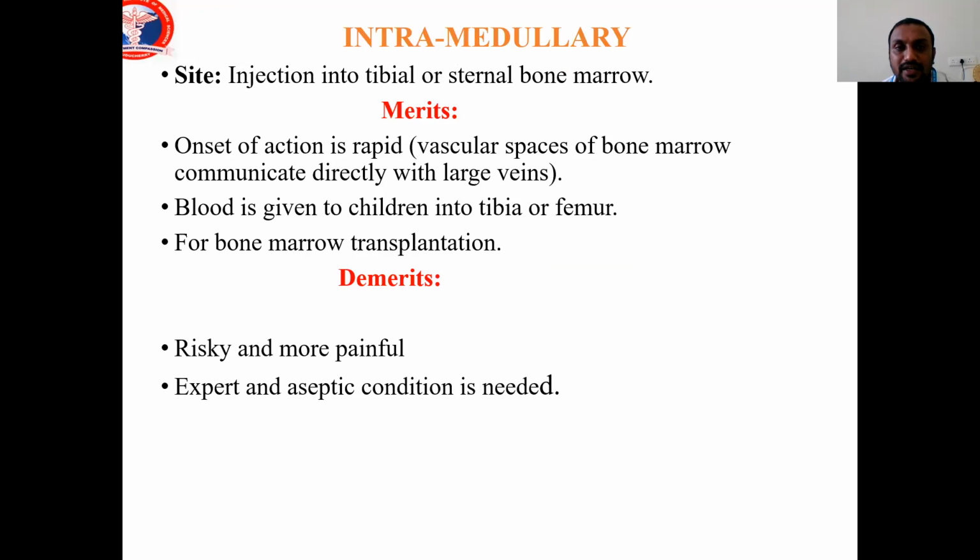In intramedullary, the site of injection is the tibial or sternum bone marrow. The merits of this intramedullary route are that the onset of action is rapid, and the vascular spaces of bone marrow communicate directly with the larger veins, so blood can be given. Another advantage of the intramedullary route is that blood is given to children via the tibial or femur. Also, for bone marrow transplantation we use the intramedullary route. The demerits are that it is highly risky and more painful, and expert and aseptic conditions are needed.